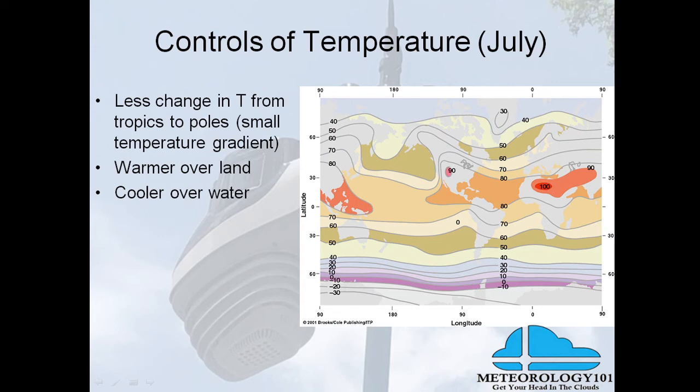Less change in temperature from the tropics to the poles, a small temperature gradient, that's in July. So you have your semi-permanent high pressure systems, and the semi-permanent high over the Atlantic will actually push north in the summer. So you have less of a temperature gradient from the land to the water, from the north to the south. So your jet stream stays pretty uniform. You'll still get those long wave troughs, but they won't drop down further into the southern United States like they do in the winter.